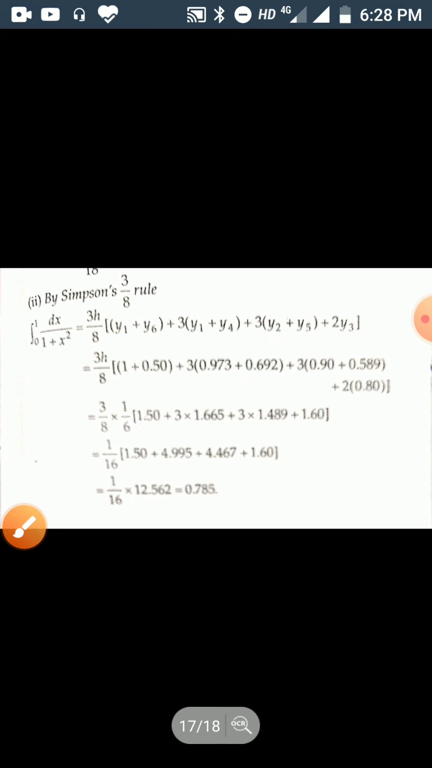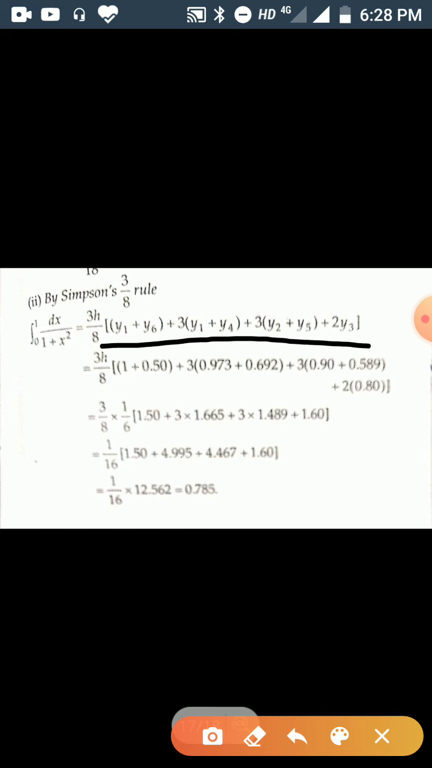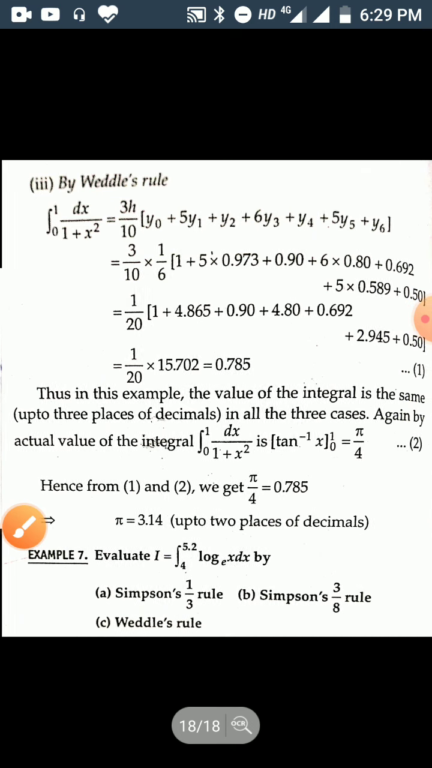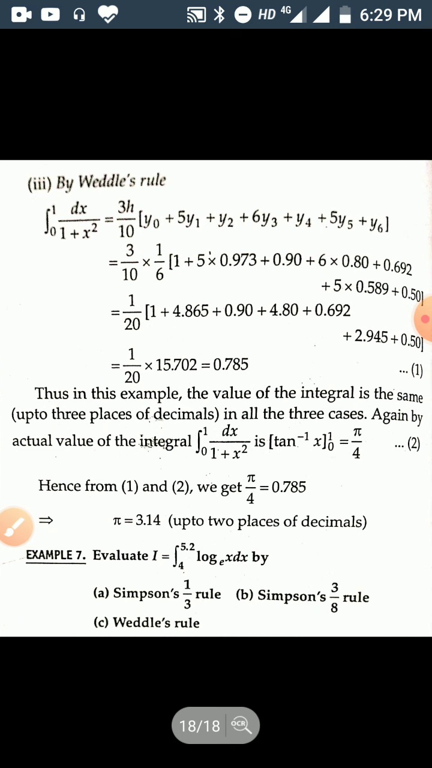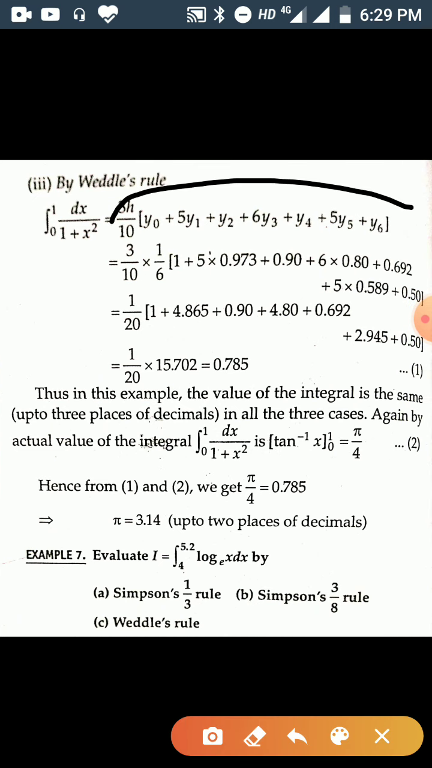Similarly, use the formula of Simpson's 3/8 rule. Write the formula, put the values from the table and again you will get the value as 0.785. By Weddle's rule also you have to just apply the formula of Weddle, which is 3h by 10 [y0 plus 5 y1 plus y2 plus 6 y3 plus y4 plus 5 y5 plus y6]. Substitute the values from the table. Again we will get the value as 0.785.